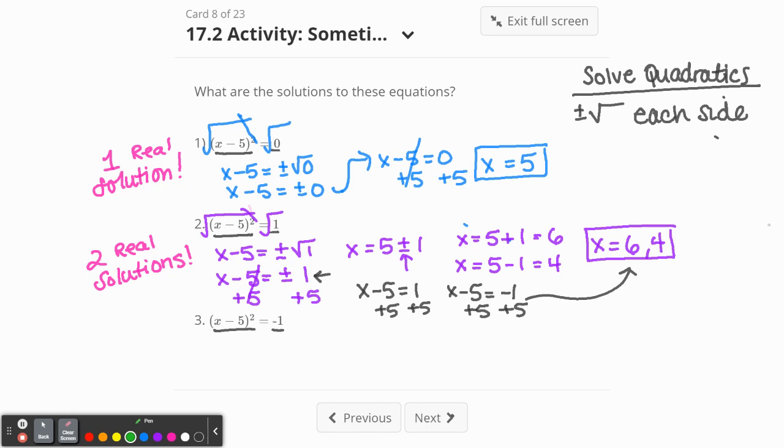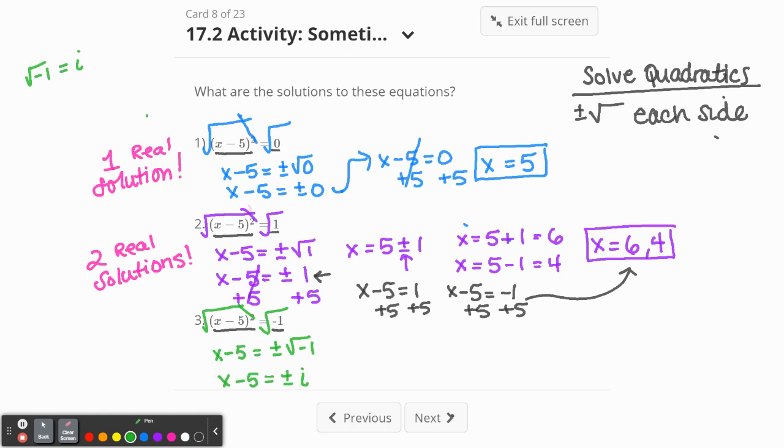Hopefully you had the chance to try this problem on your own. I'm going to go ahead and square root both sides. I'm going to get x minus 5 equals plus or minus root negative 1, because the root cancels the square on the left. Now, just like before, I want to figure out what is the square root of negative 1. Well, as we know, there is no real answer to the square root of negative 1. So what we can do is use imaginary numbers. The square root of negative 1 is always equal to i. So I'm actually going to get x minus 5 equals plus or minus i.